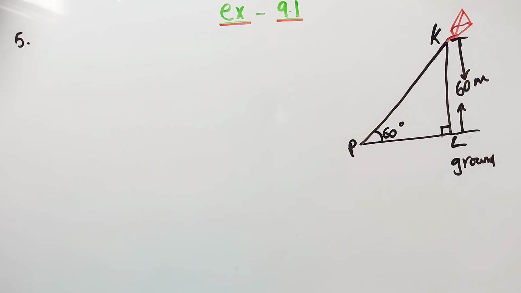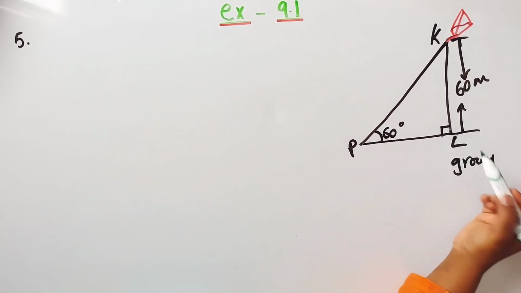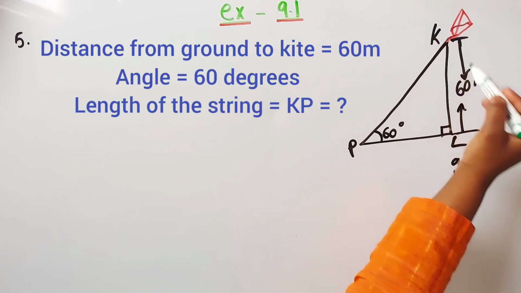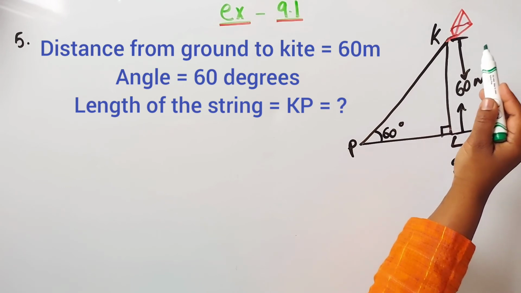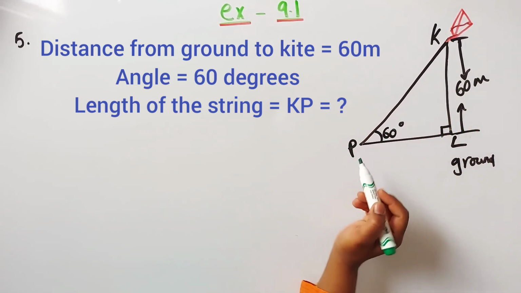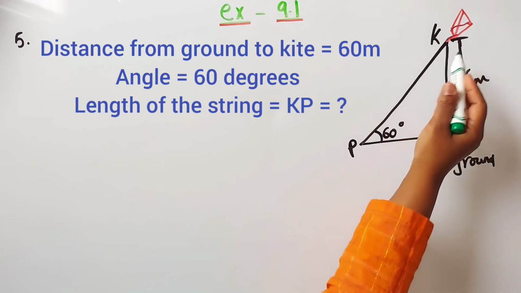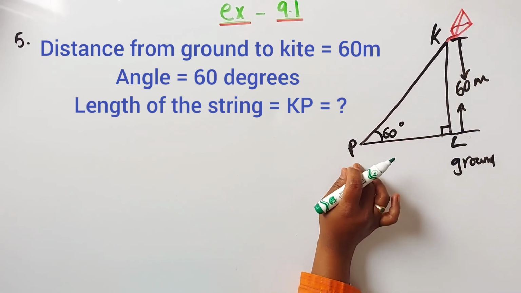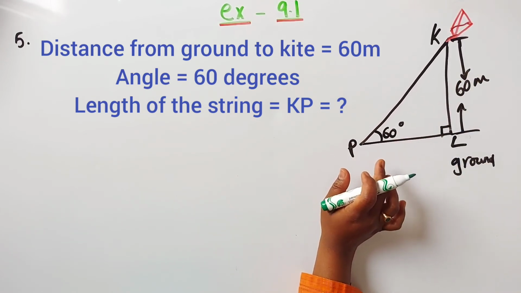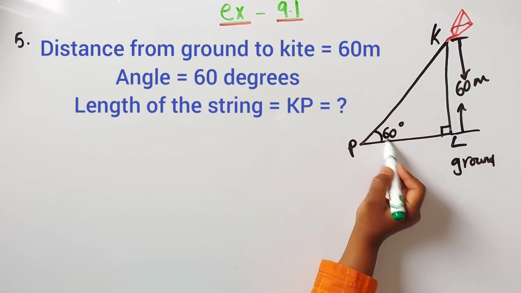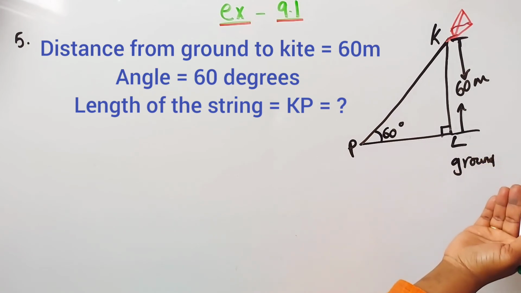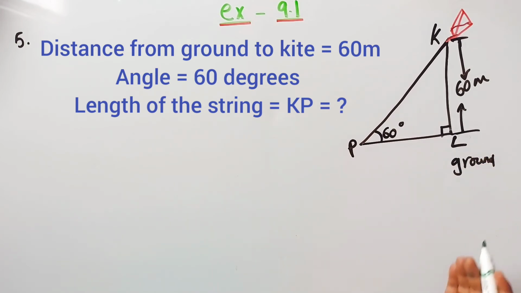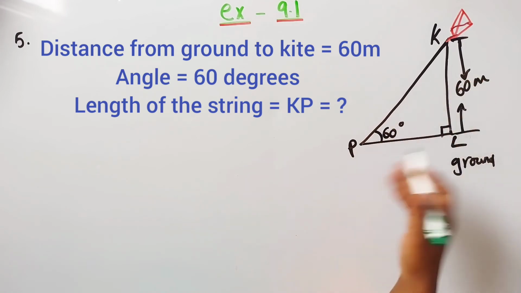Question 5, children. A kite is flying at a height of 60 meters above the ground. This is the ground, children. Above the ground it is flying at 60 meters distance. The string attached to the kite is temporarily tied to a point on the ground. Let the point be P. So it is attached to a point on the ground, that is P. The inclination of the string with the ground is 60 degrees. This is the angle. Find the length of the string, assuming that there is no slack in the string. We want the length of the string, children, that is KP.